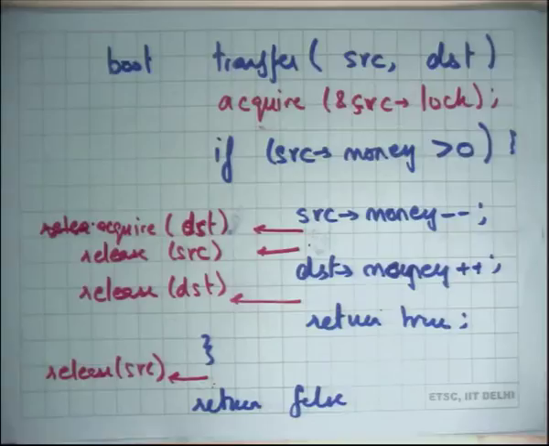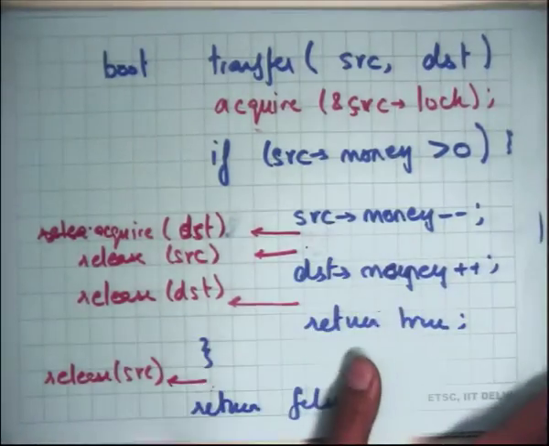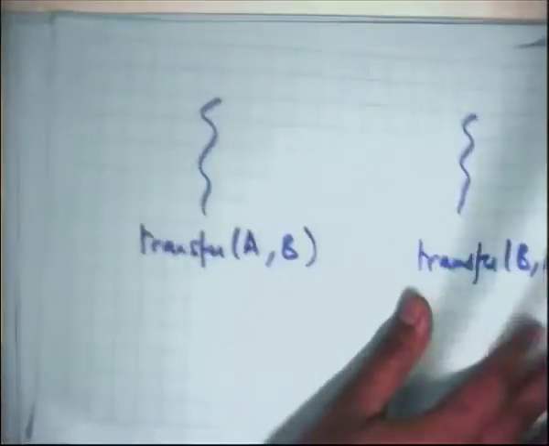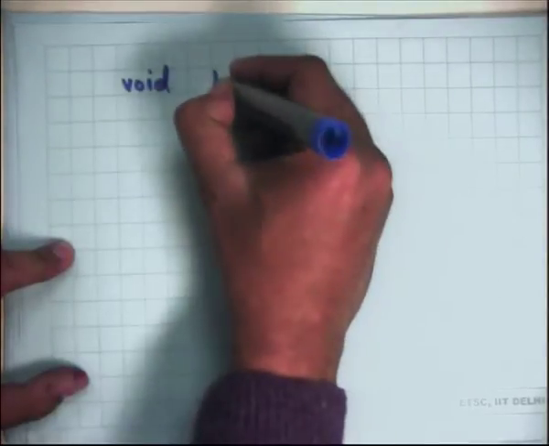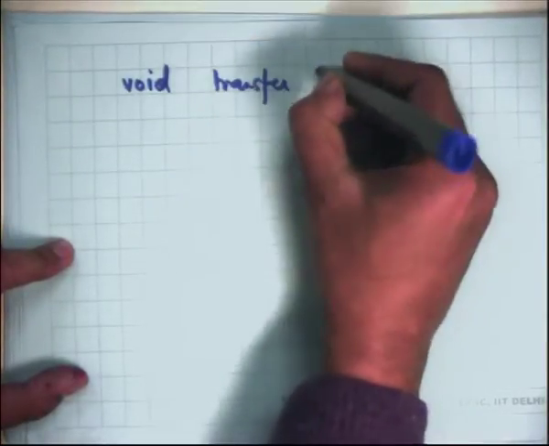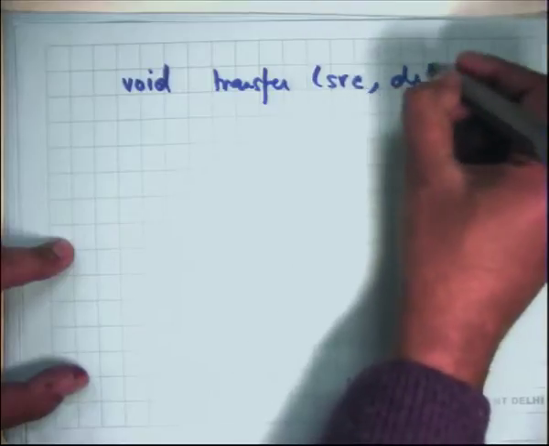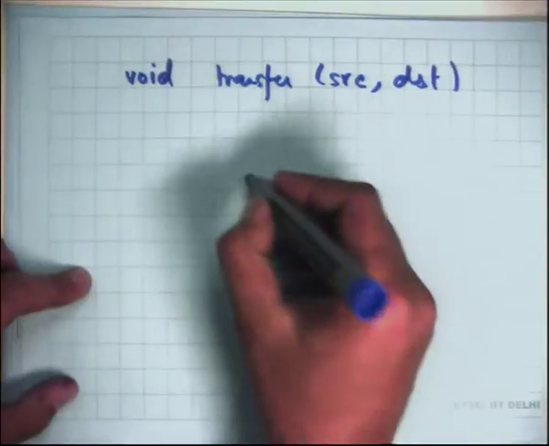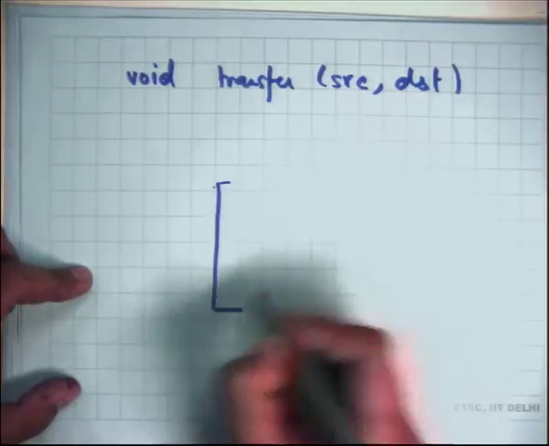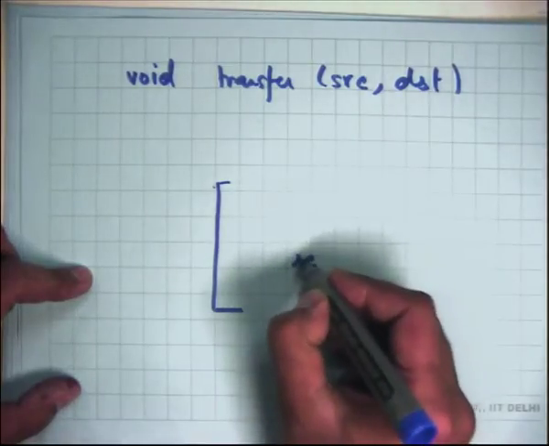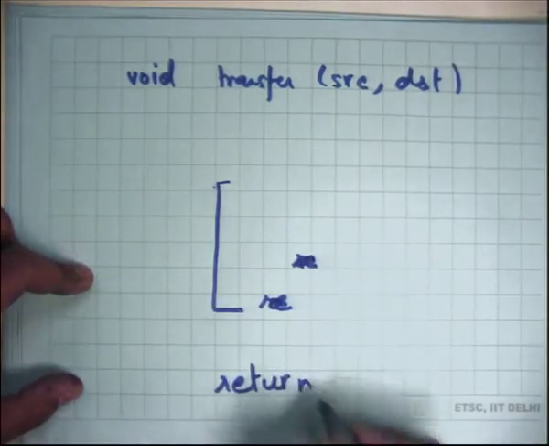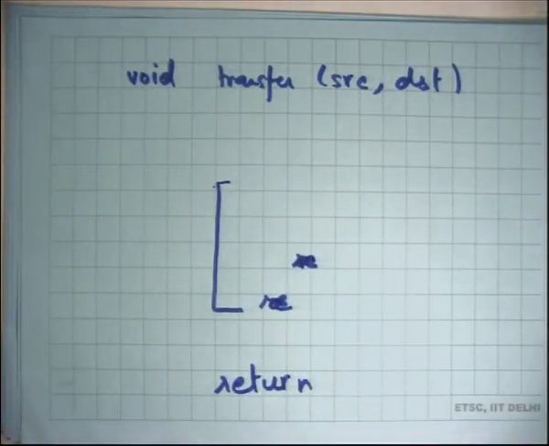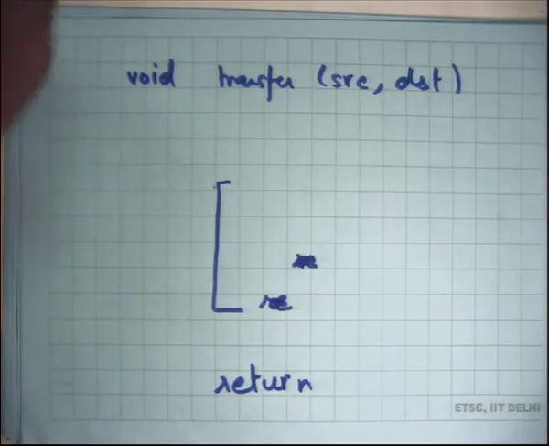So let's say I order it on account ID. If I order it on account ID, the correct version of this code may look something like this: void transfer, source, destination. And let's say this is all my code, which somewhere has a return, so at the end of it has a return. I'm not going to write the whole code, but let's just look at the locking behavior.